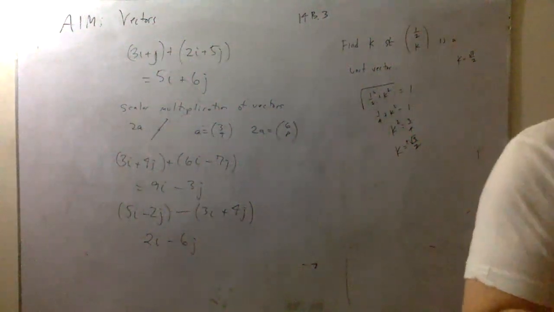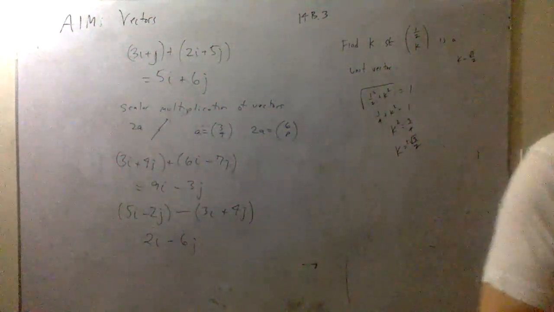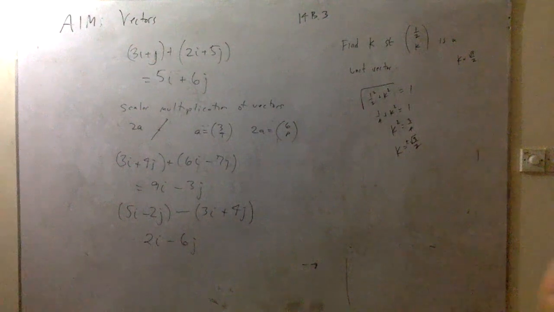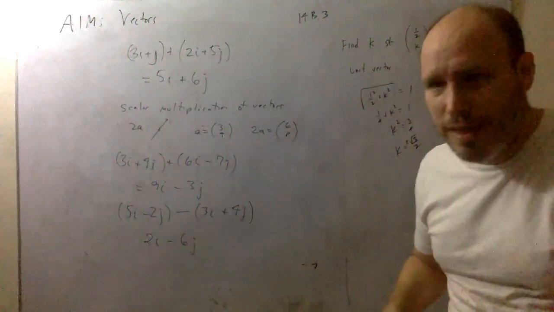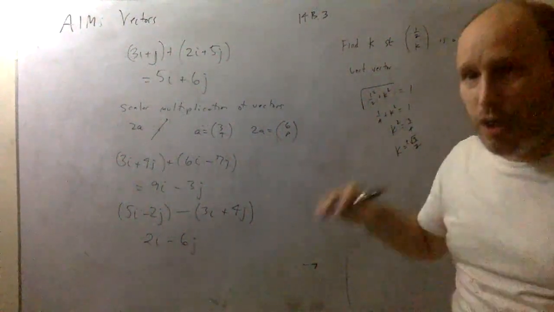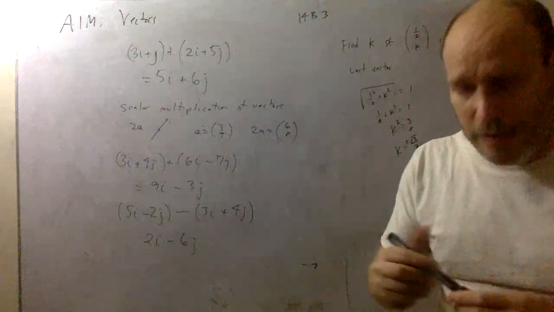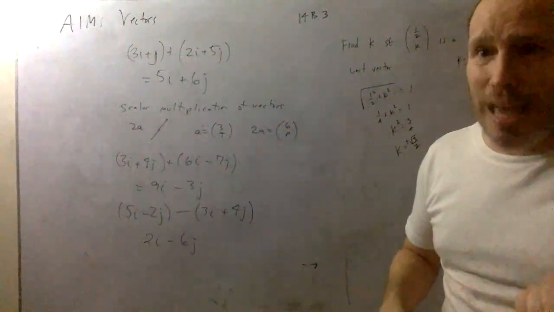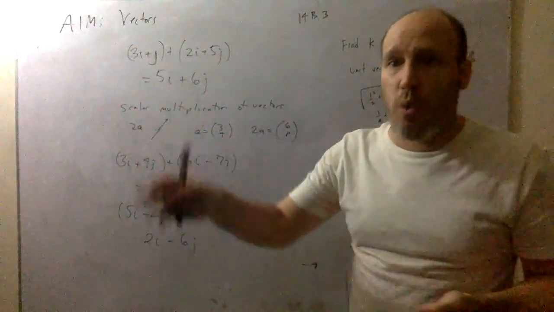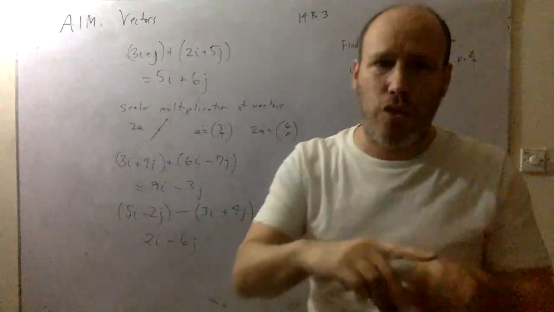Adding, subtracting, scalar multiplication with vectors. What else do I want to talk about? I'll hold off on that. The next thing we're going to do is actually put the vectors on graph paper. I'm going to tell you that point A is 1, 2, and B is 3, 4. Find the vector. That's the next unit.